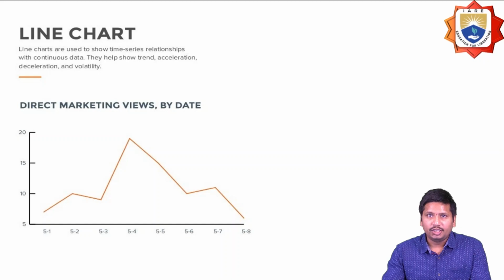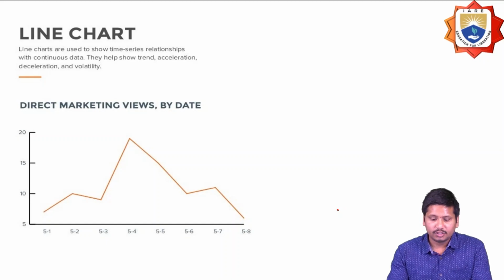And next one is the line chart. A line chart is used when I'm going to show a time relationship with continuous data. Normally this is helpful to show the trend, acceleration, deceleration, and volatility. This line chart is shown in most places and applications like cricket score matches, and mostly you see a line chart between India and Pakistan, or India and Bangladesh, like this. So all the time the line is established with respect to the time here.